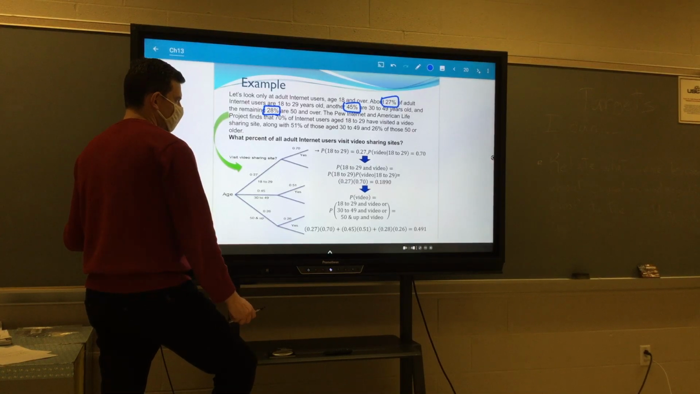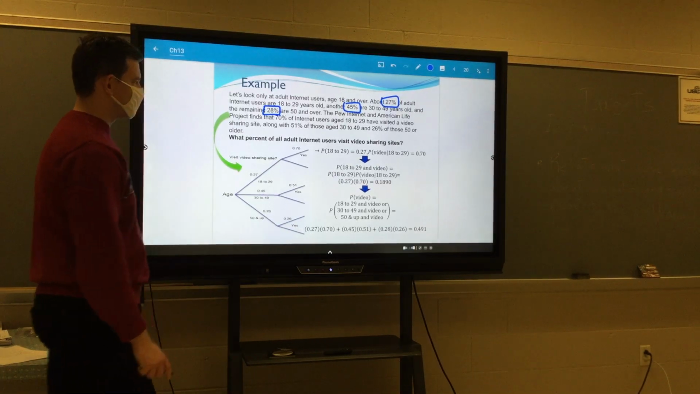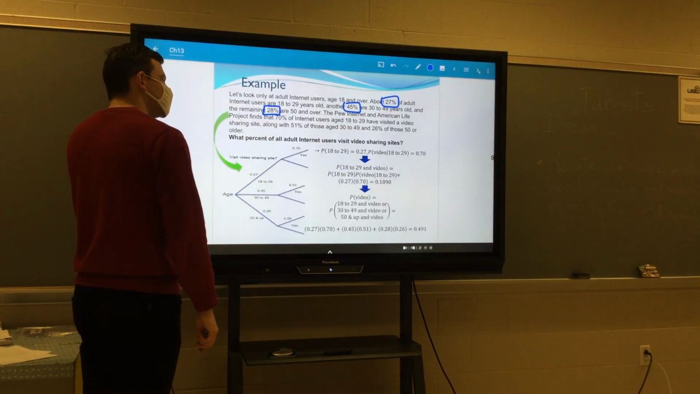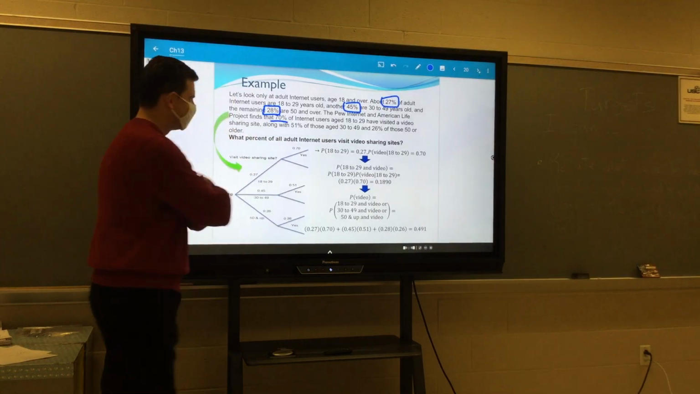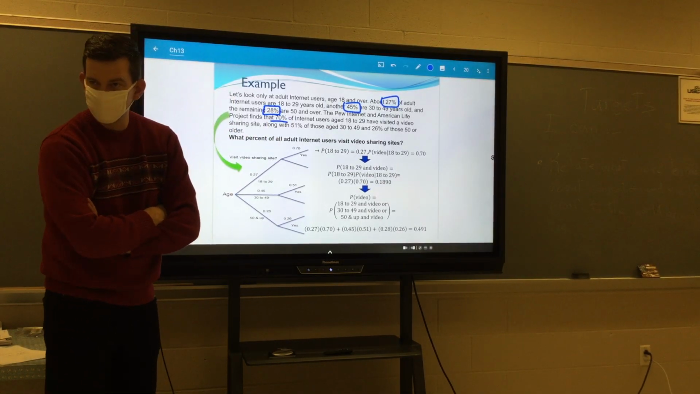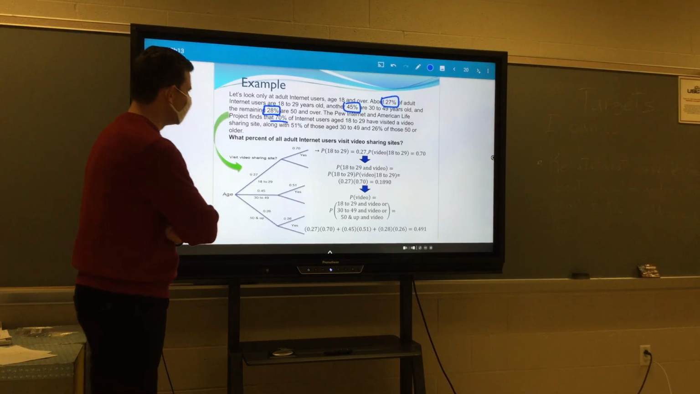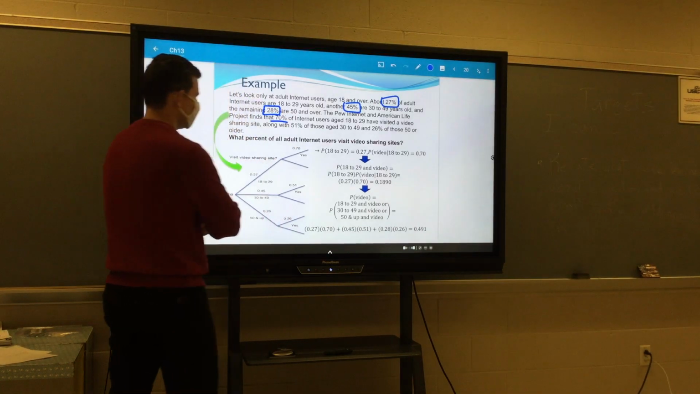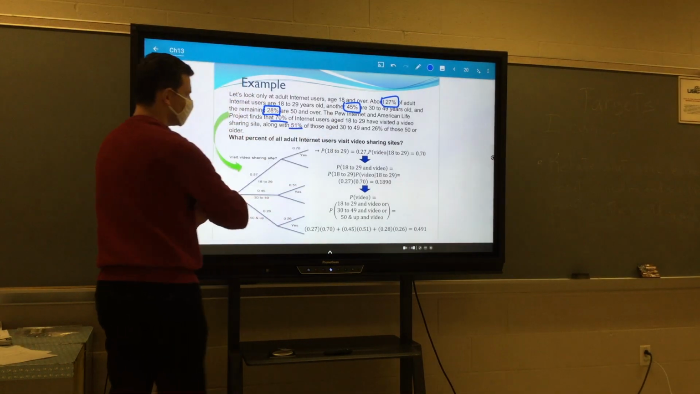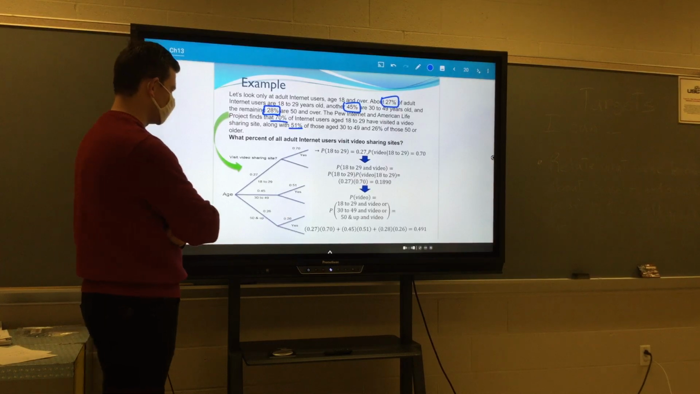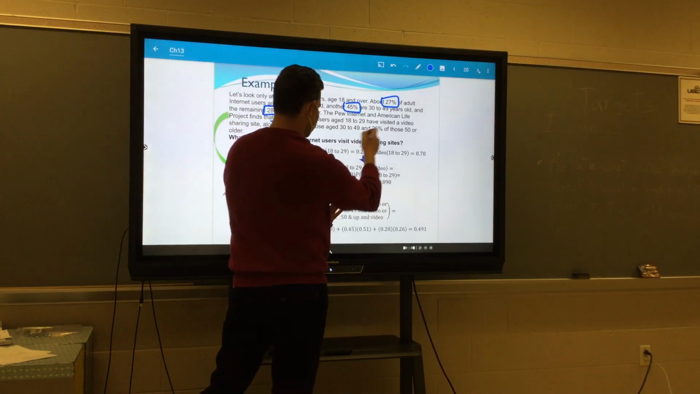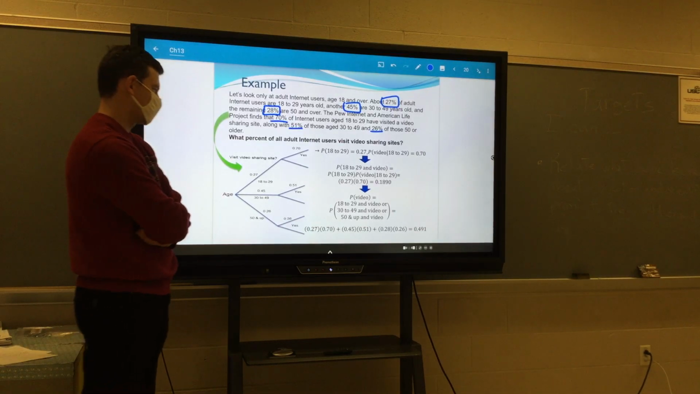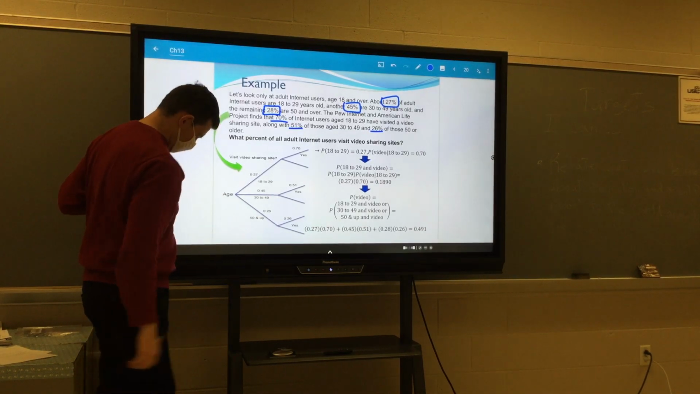Now, the Pew Internet and American Life Project finds that 70% of this youngest age group have visited a video sharing site. There's a conditional probability: 70% of the 27%. Next one, 51% of the middle age group, so 51% of the 45, and lastly, 26% of the 50 or older, the oldest group. So on a tree diagram, it looks like this.